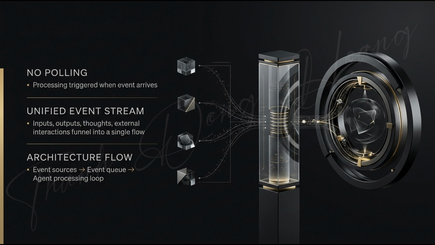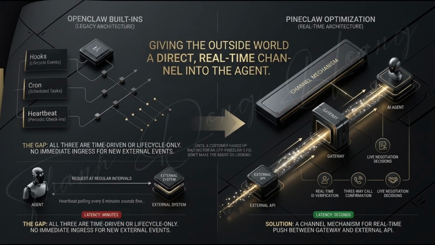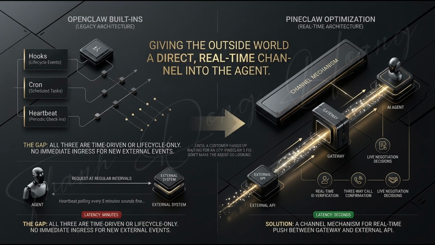Event-driven architecture overview. Instead of the agent repeatedly checking whether anything new has happened, the system flips the model. Everything, user messages, tool results, external callbacks, scheduled triggers, becomes a unified stream of events, and processing kicks off automatically the moment something arrives. Events flow from the sources into a queue, and the agent's processing loop consumes them from there. That single inversion, the world notifies the agent, instead of the agent checking on the world, is what makes proactive, always-on behavior possible.